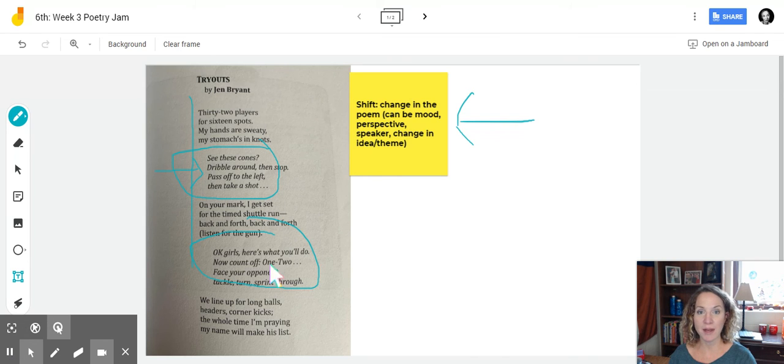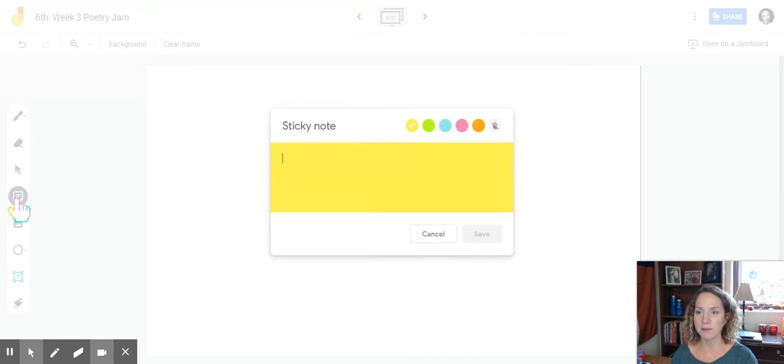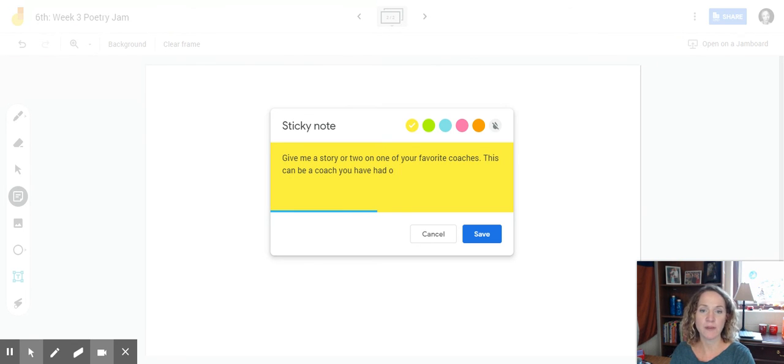Okay, so I'm going to go ahead and create another frame on here, or actually I already have, but what I want y'all to do is put a sticky note on here, and I want you to give me a story or two on one of your favorite coaches. This can be a coach you have had, or one that you know of. So it might be like Greg Popovich for the Spurs. I don't know him personally, but I know a lot about him and I respect him as a human.